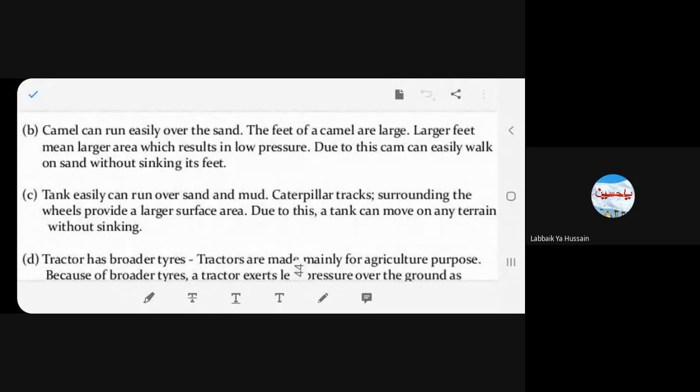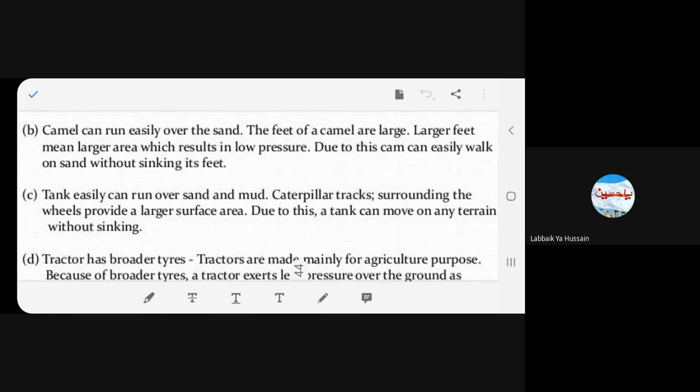Camels can run easily over the sand. The feet of a camel are large. Larger feet mean larger area, which results in low pressure. Due to this, a camel can easily walk on sand without sinking its feet.